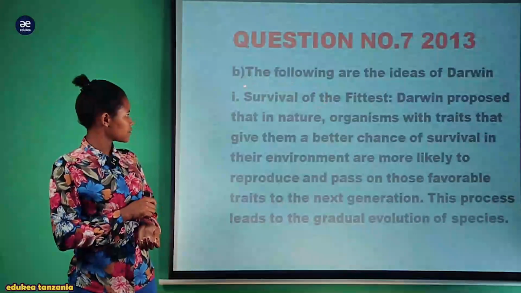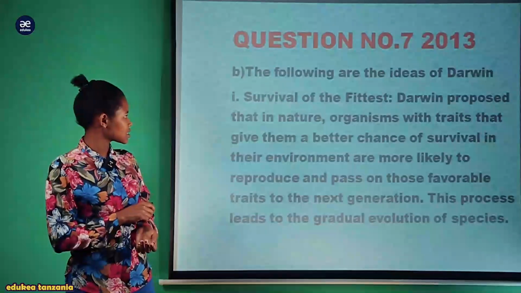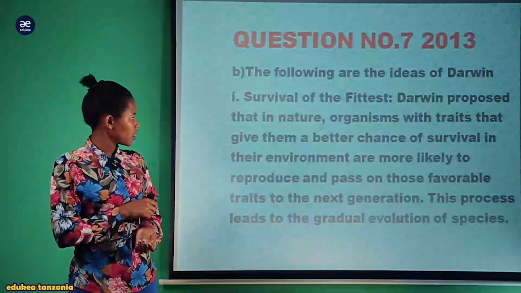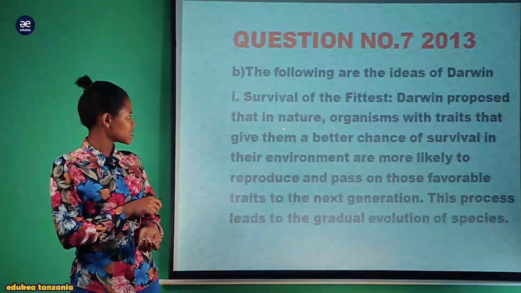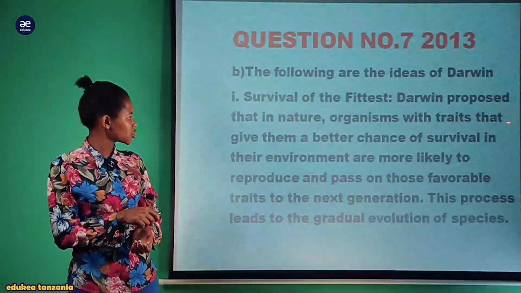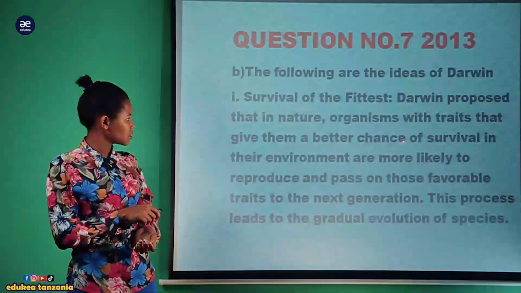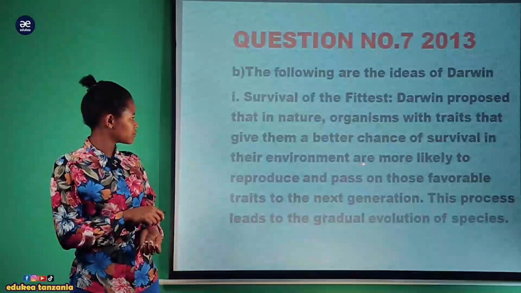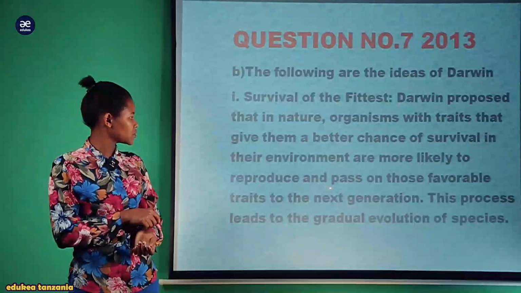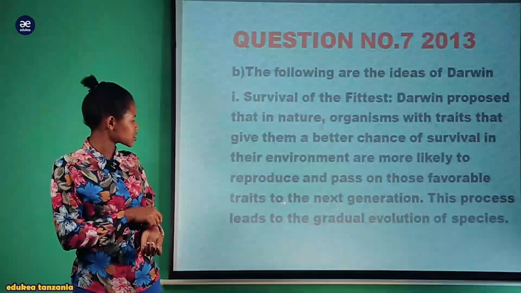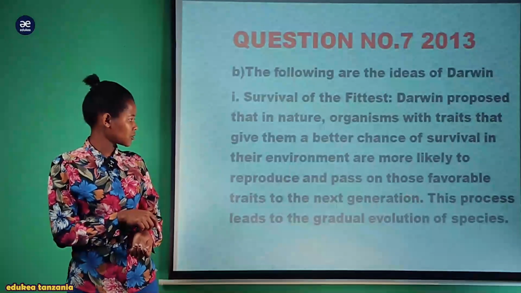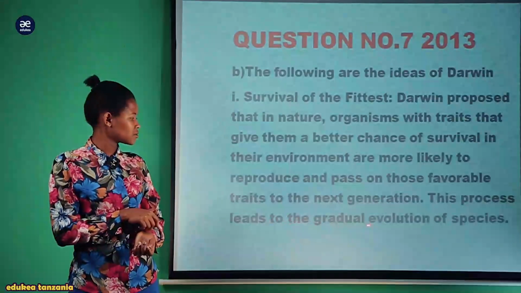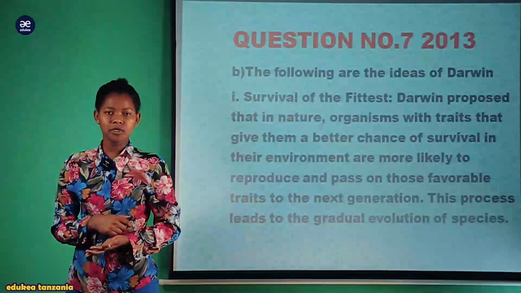And now my dear student, the first idea of Darwin is the survival of the fittest. Darwin proposed that in nature, organisms with traits that give them a better chance of survival in their environment are more likely to reproduce and pass on those favorable traits to the next generation. This process leads to the gradual evolution of a species.